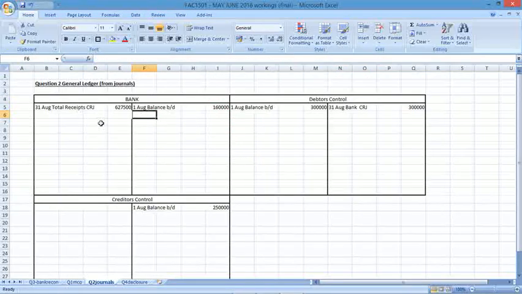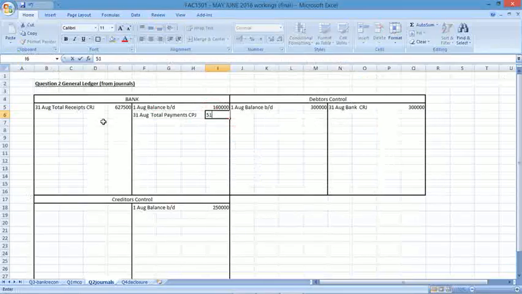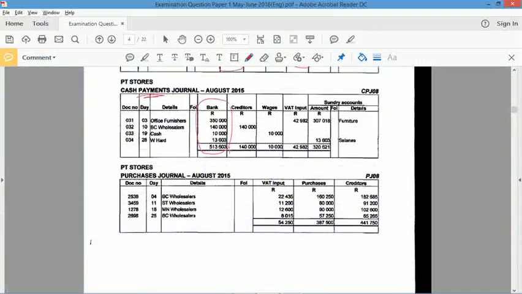So 31st August, total payments, cash payments journal, amount 513,603. That's fine.